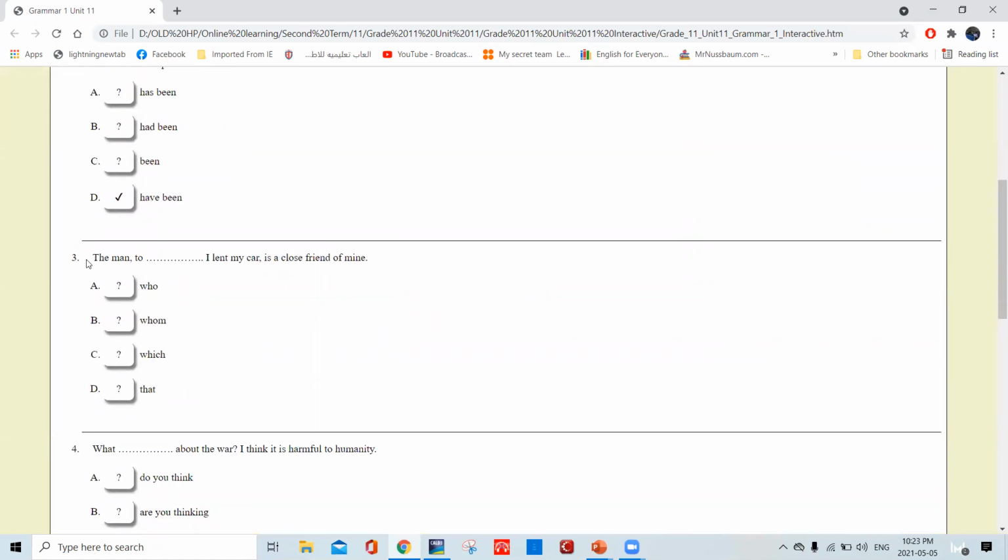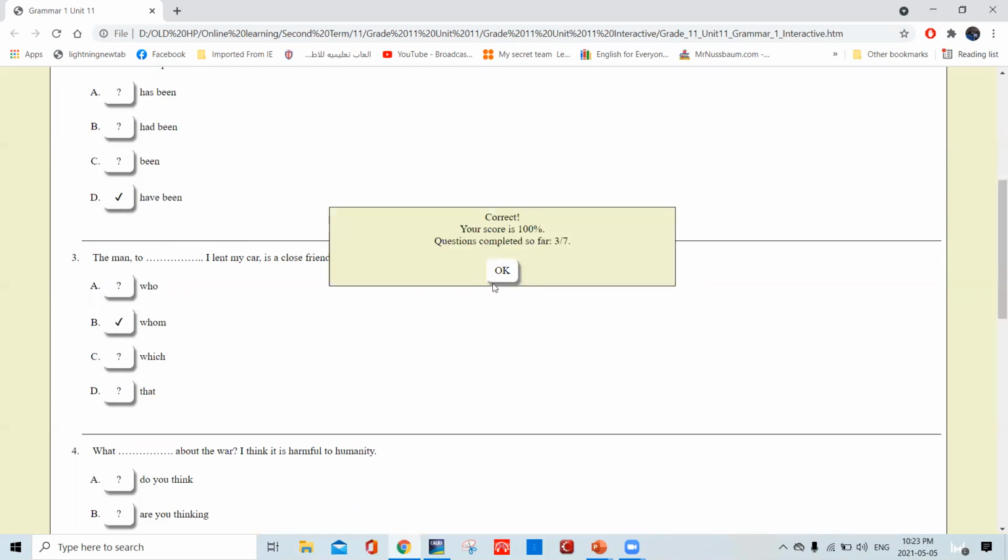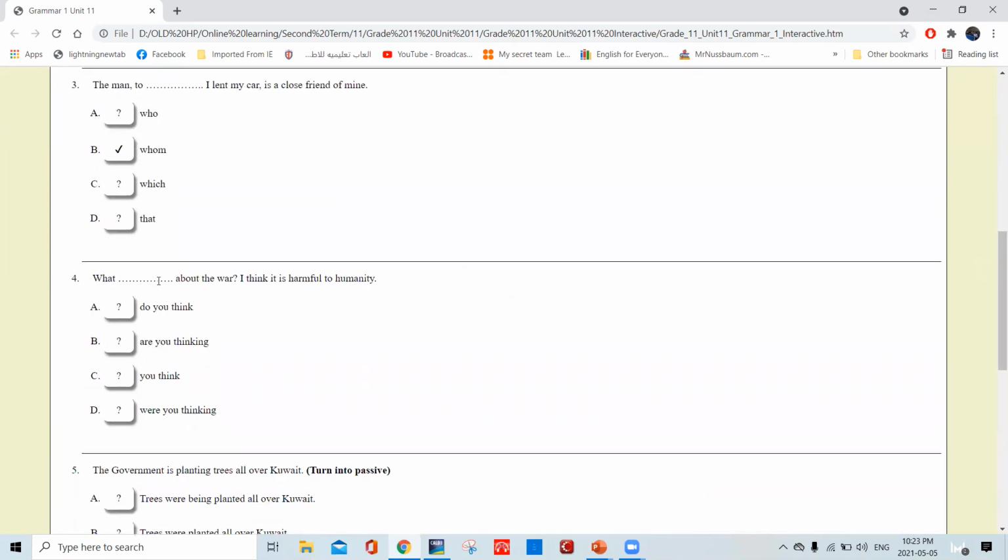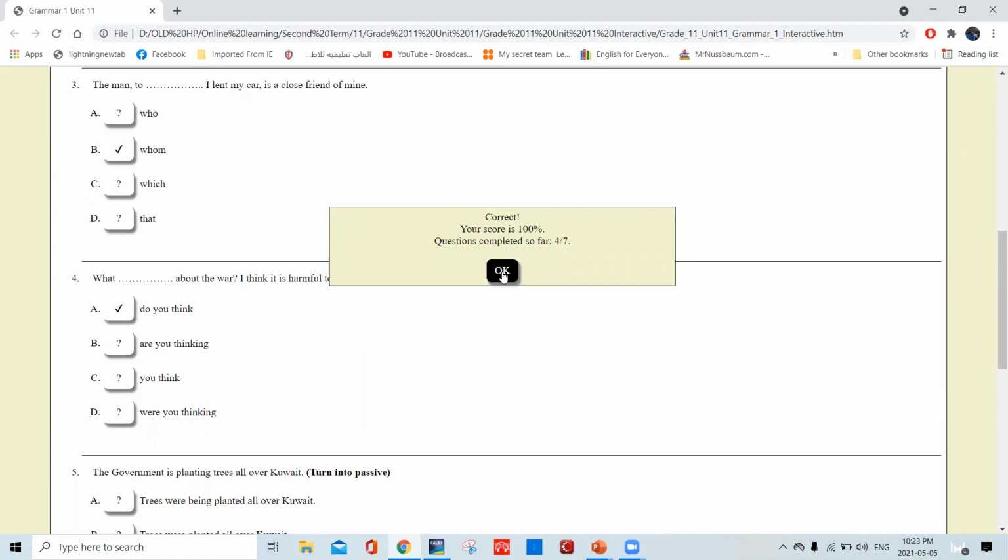And three, the man to whom I lent my car is a close friend of mine. This is a relative pronoun. The man refers to people. So is it an object or a subject? I lent my car to the man, so this is an object. Whom. Okay, good. Now, what about the war? I think it's harmful to humanity. So I'm asking about your opinion. What do you think? So this is a stative verb.